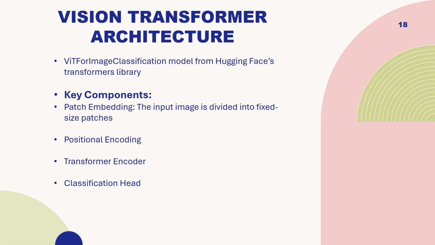So onto the vision transformer architecture. For this architecture, I utilized the ViT for image classification model from Hugging Face's Transformers library. The Vision Transformer operates on an architecture originally designed for natural language processing tasks, but adapted here for images. The key components are patch embedding, positional encoding, transformer encoding, and then lastly, the classification head.